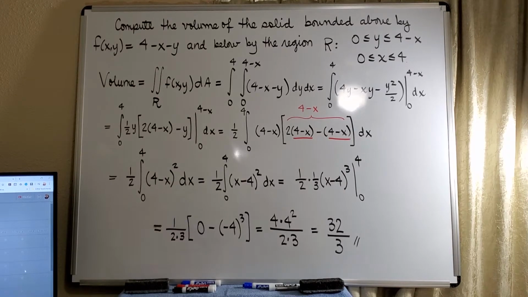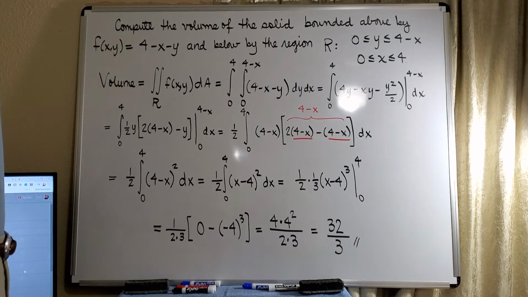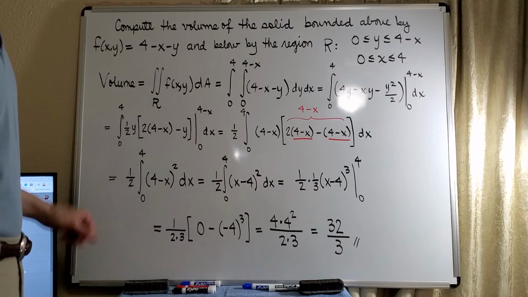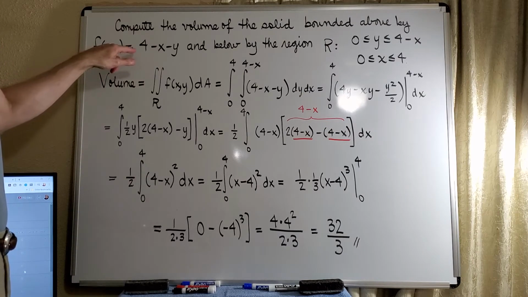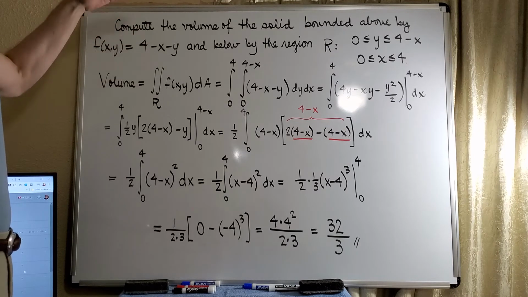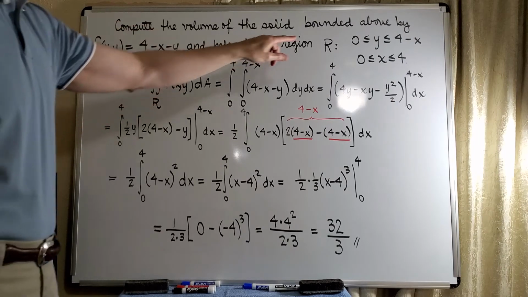Let's compute another double integral. In this problem, we're going to compute a volume again to get some more practice with that. So here what we have is computing the volume for the function f of xy, 4 minus x minus y. So that's the ceiling, so to speak, bounded above by this function and below by this region.